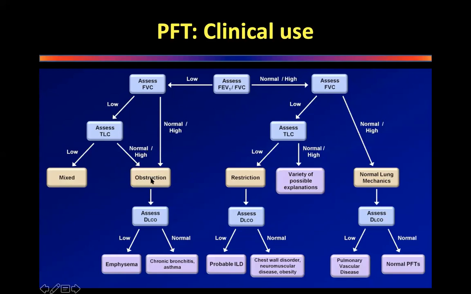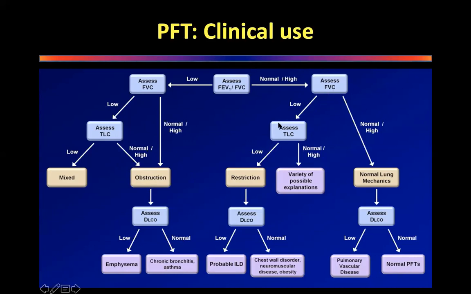Now, once you've done that, you put the patient to DLCO and you look at the DLCO. If the DLCO was low, then you're dealing with emphysema. If the DLCO is normal, then you're dealing with asthma. Or if it is high, you're dealing with asthma.